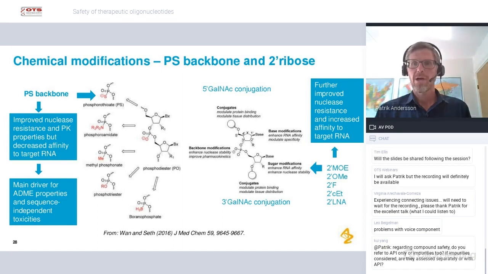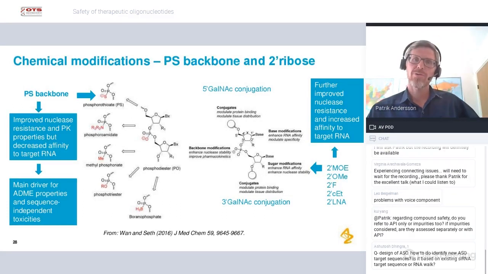you then move to other modifications. Very common modifications are in the 2' position of the ribose, where we have MOE, methyl, fluoro, cEt and LNA modifications. These really provide, in most cases, further improvement of the nuclease resistance, thereby extending the half-life of the oligos, but also increase affinity to the target RNA, so increasing the potency of the oligo.